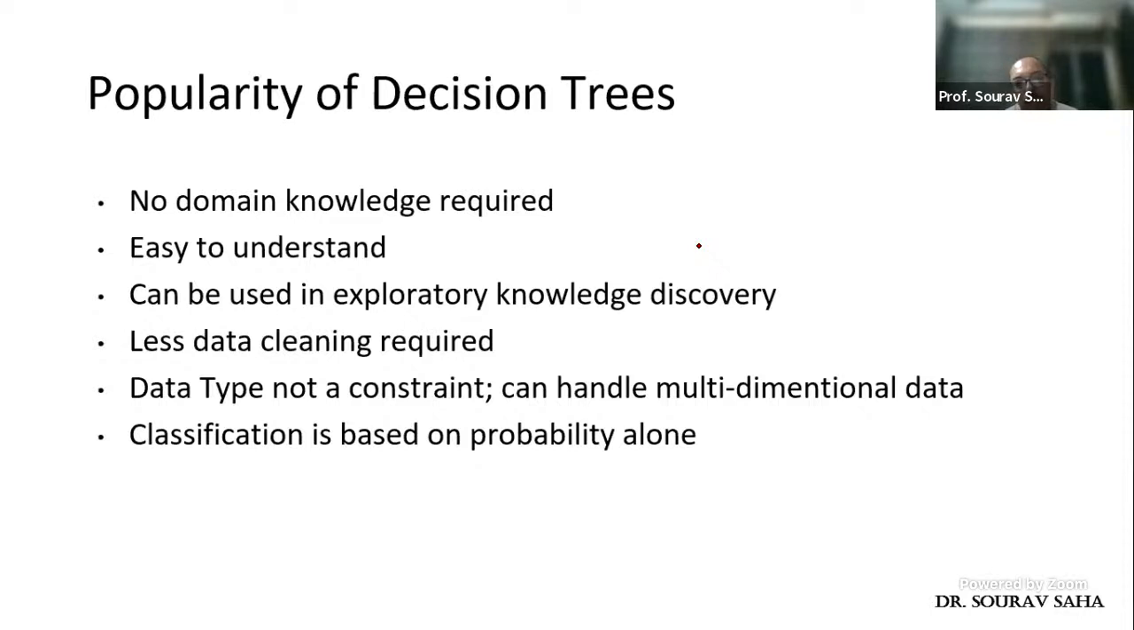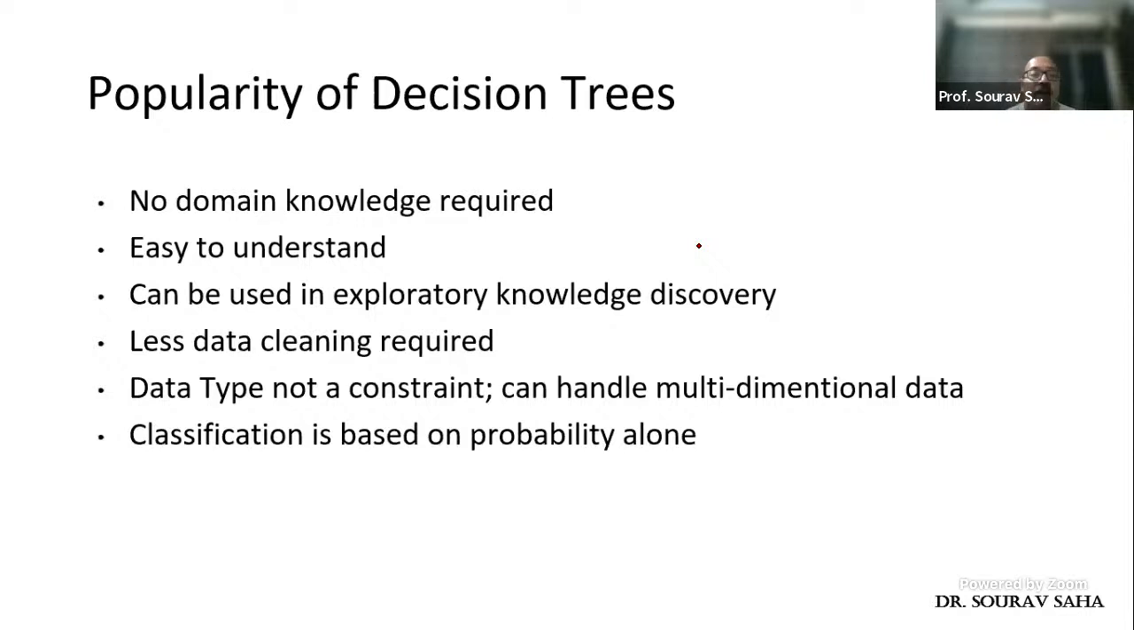Data type is not a constraint. It can handle numeric variables, categorical variables, binary variables, all the different kinds of variables. But this particular point has to be taken with a pinch of salt. For a decision tree, the data type is not a constraint, both for the features as well as the target. In the target also, it can take up both numerical problems as well as classification kinds of problems. For the features also the same: it can take numeric values as well as categorical values.